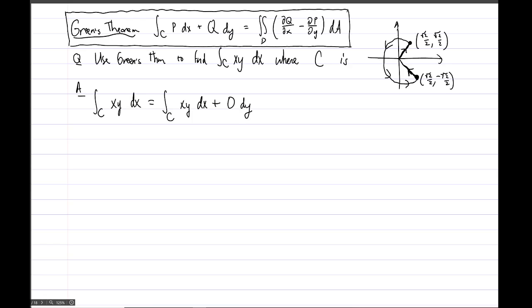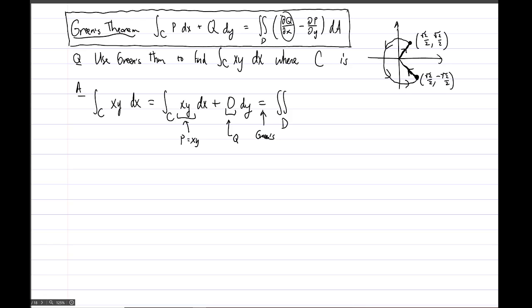Okay, integrating 0 doesn't change the value, right? So our P in this example is xy, and then the 0 right here is capital Q. Then by applying Green's theorem, this is going to get converted into a double integral. We'll talk about what the region D is in just a moment.